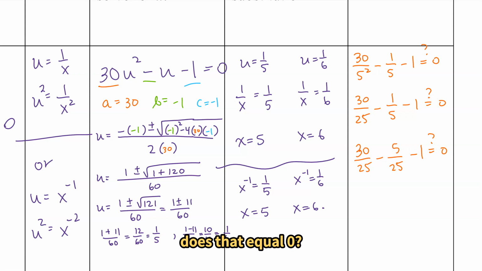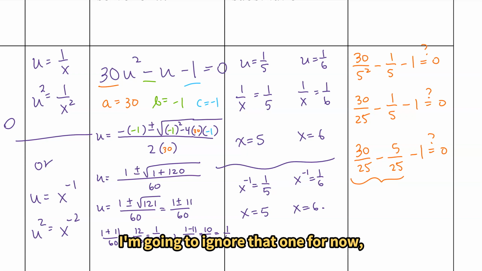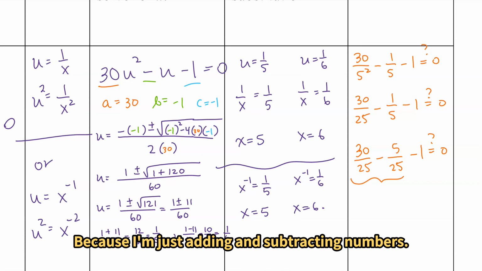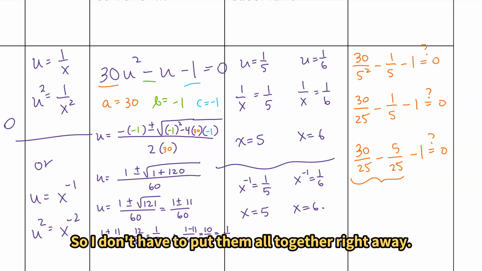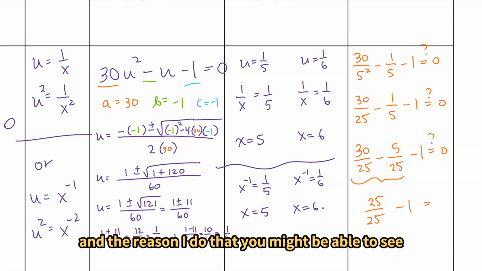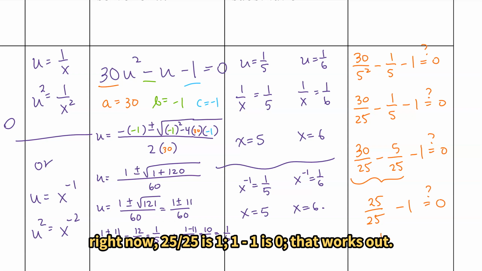Does that equal 0? I'm going to ignore that 1 for now and just work on these two first fractions. I'm allowed to do that in mathematics because I'm just adding and subtracting numbers, so I don't have to put them all together right away. I could just focus on the first two. 30 minus 5 will give me 25. And the reason I do that, you might be able to see right now, 25 over 25 is 1. 1 minus 1 is 0.